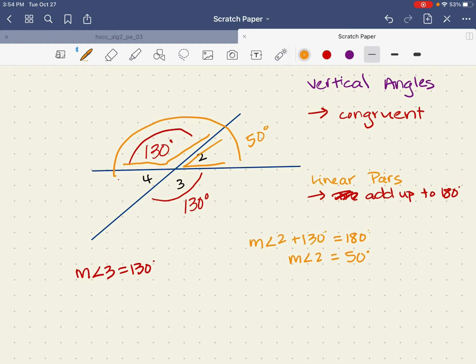Now to find angle 4, you can either do what we just did with the 130 and angle 4, or I like this: we know that this angle is congruent to this angle because they are vertical angles. So we now know that angle 4 is also 50 degrees. And this is the relationship of the vertical angles and the linear pairs, and how you figure out their measurements.